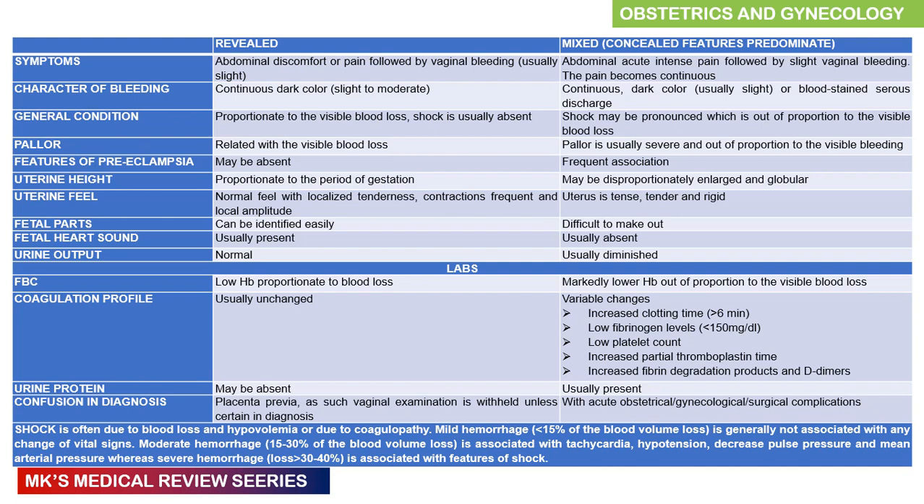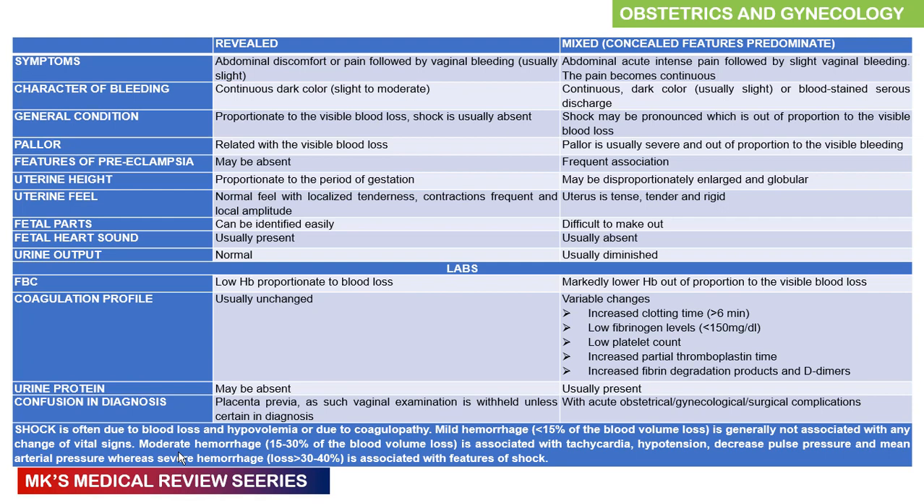Now remember that shock is going to be due to blood loss, it's going to be due to hypovolemia, or it could be due to the coagulopathy. If someone has mild hemorrhage that's less than 15% of their blood volume, generally it's not going to be associated with any changes in the vital signs. If they have moderate hemorrhage where there is loss of 15 to 30% of their blood volume, then this is going to be associated with features like tachycardia, hypotension, decreased pulse pressure, as well as decreased mean arterial pressure, whereas those that have severe hemorrhage, loss that's greater than 30 to 40% of their blood volume, they're going to have the features of shock.